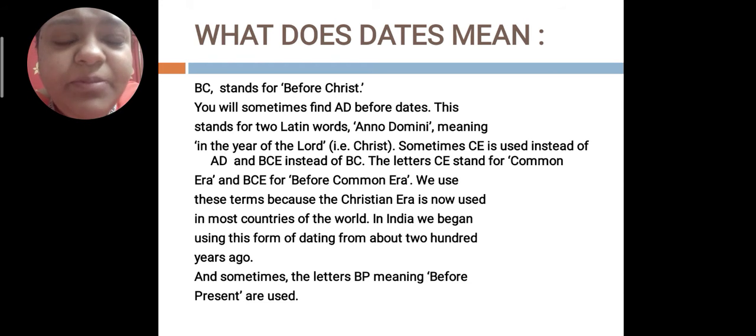Sometimes BP is also used, which means before present. Before present was sometimes used in place of BC. This is how dates were denoted. Now in history books you can see that BC and AD are written. You have to understand that if a year is denoted as BC, it is before the birth of Jesus Christ. And if it is denoted as AD, it is after the birth of Jesus Christ.